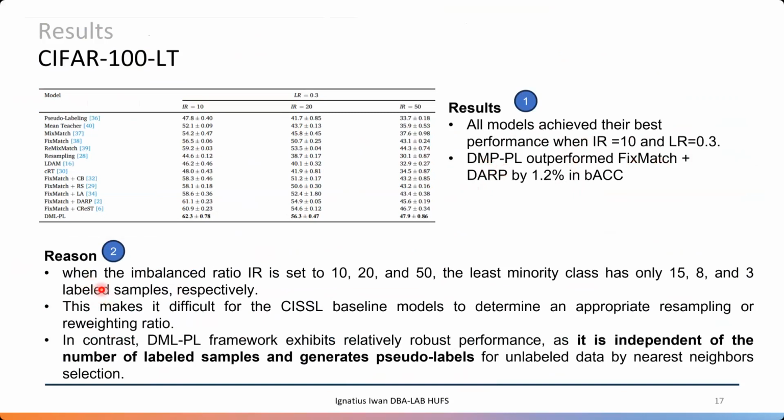So the reason why the proposed method works: when the imbalance ratio is set to 10, 20, and 50, the least minority class has only like 15, 8, and 3 labeled samples respectively. And this makes it difficult for other baselines to determine the appropriate resampling or reweighting ratio. But in contrast, the proposed framework exhibits relatively robust performance as it is independent of the number of labeled samples and generates pseudo-labels for unlabeled data by nearest neighbor selection.